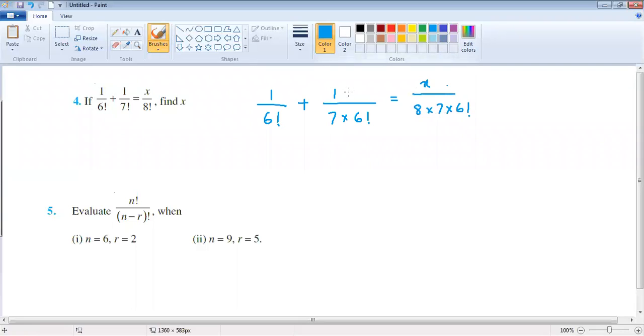So what is the advantage of writing like this? I can cancel 6 factorial from everywhere. So remaining, it will be like this: 1 plus 1 by 7 is equal to x by 7 into 8, 56. So 1 plus 1 by 7 is 7 plus 1, 8 by 7 is equal to x by 56.